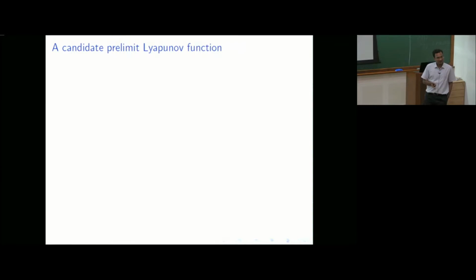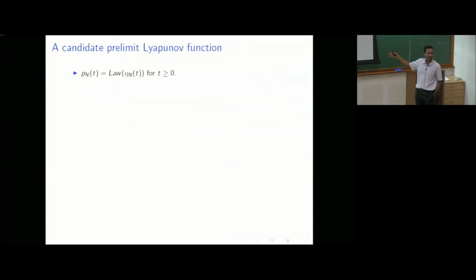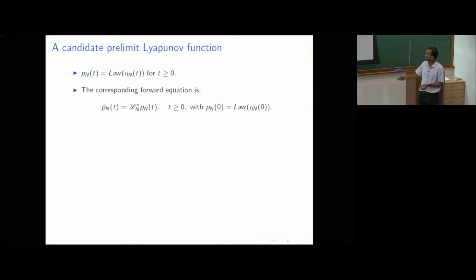Okay, so here is a candidate prelimit Lyapunov function, and we will leverage the property that relative entropy is a Lyapunov function for the linear dynamic forward equation. So let's write down the forward equation for this Markov process. Here is eta_n(t), the state at time t, but by state I mean the empirical measure at time t, and its law I'm denoting as P_n(t). Now the corresponding forward equation is going to be P_n dot of t equals the adjoint multiplied by P_n(t).